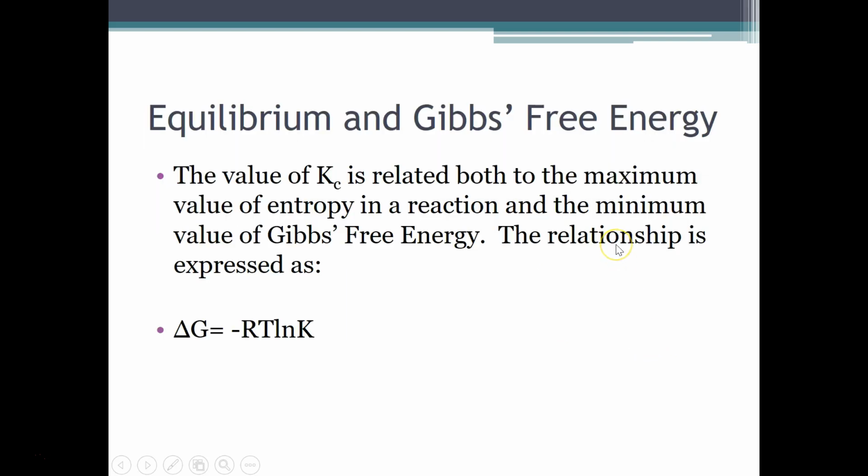All right, equilibrium and Gibbs free energy. The value of K is related to the maximum value of entropy and the minimum value of Gibbs free energy. It can be expressed by the following equation. Delta G equals negative RT times the natural log of K, where delta G is Gibbs free energy, R is the universal thermodynamics constant, 8.314 joules per mole Kelvin, T is the temperature in Kelvin, and the natural log of K is the natural log of the K expression.